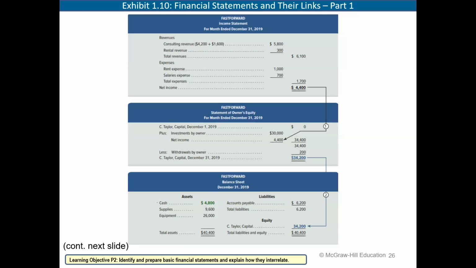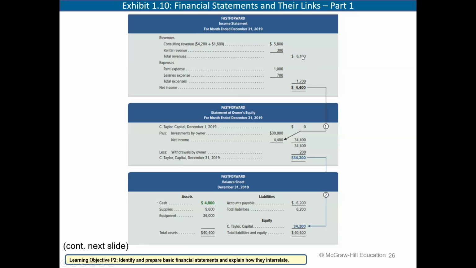And then the second section of the income statement right here are expenses. So expenses are the money we pay to operate. So we had a rent expense of $1,000 and a salaries expense of $700. And so then that would add up to our total expenses.